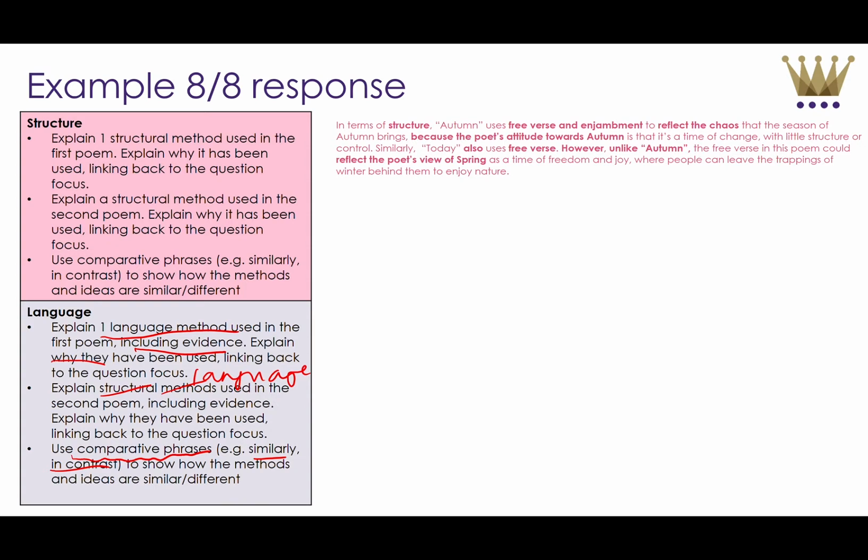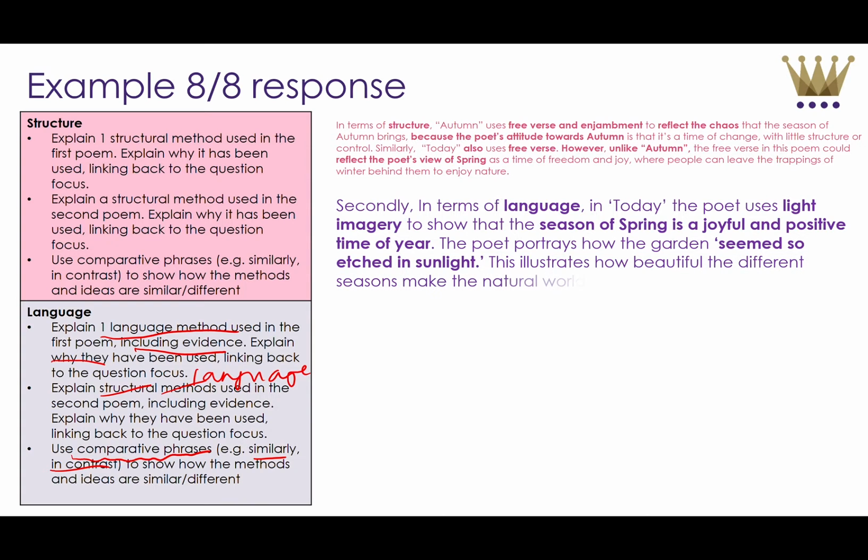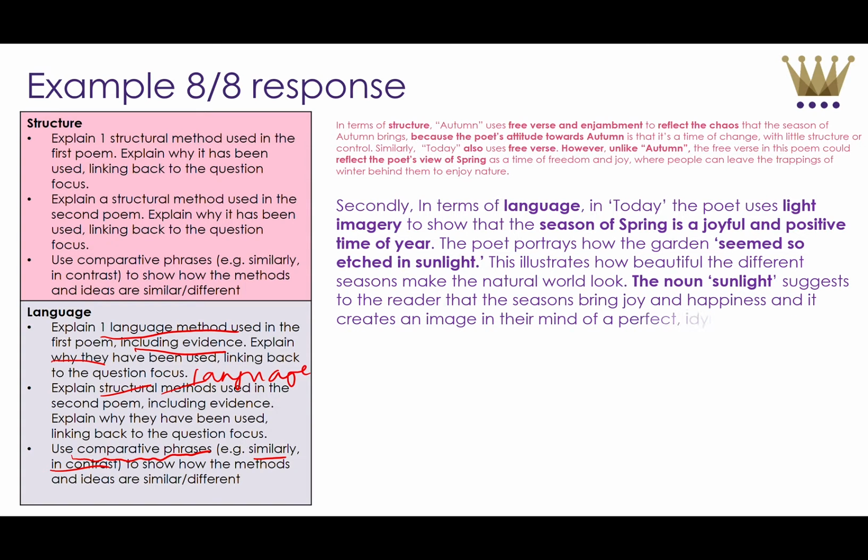Here's what I wrote for poem 1. Secondly, in terms of language, in Today, so I start with the other poem, that's okay. The poet uses light imagery to show that the season of spring is a joyful and positive time of year. The poet portrays, here comes my evidence, how the garden seems so etched in sunlight. This illustrates how beautiful the different seasons make the natural world look. The noun sunlight, so I'm zooming in on a word, suggests to the reader that the seasons bring joy and happiness, and it creates an image in their mind of a perfect idyllic scene.